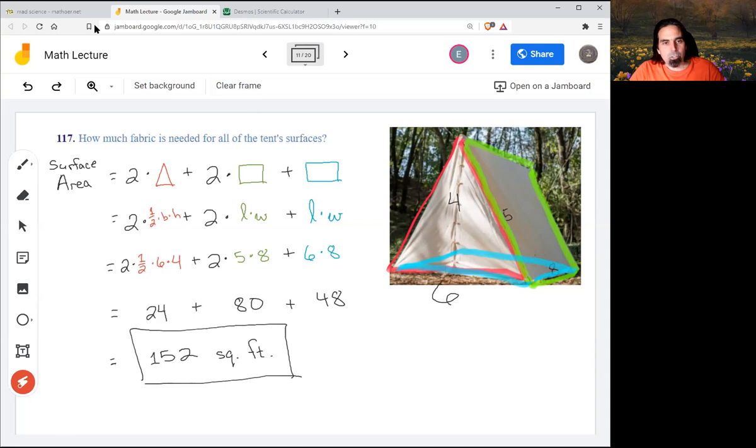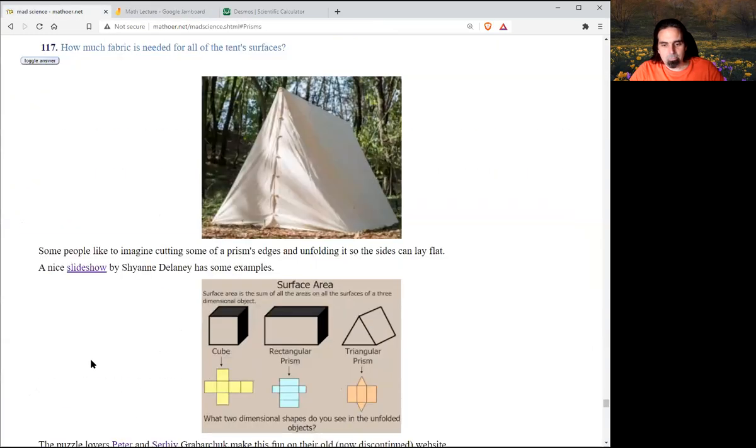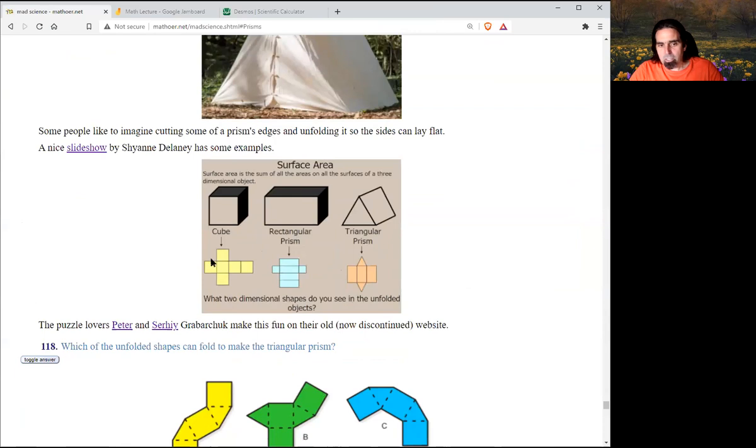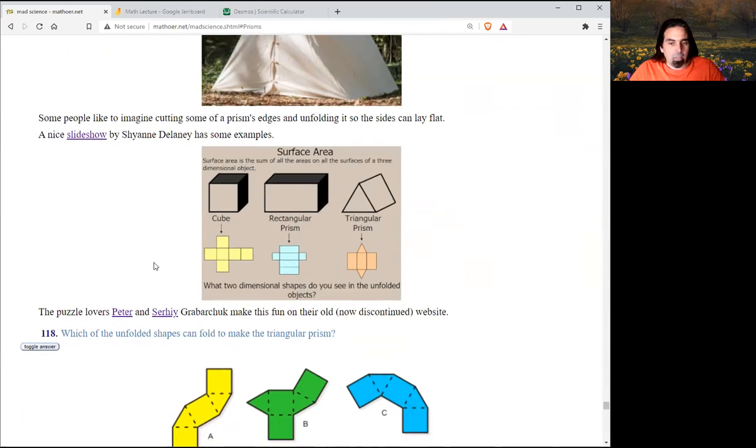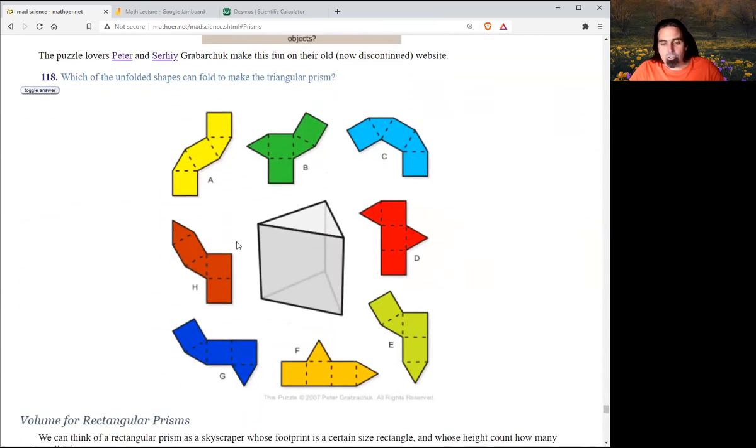Okay, if you want on Thursday to do another one of these, you can. This picture just has some examples of how to unfold different shapes, if that helps you to think of it as one piece of paper unfolded. And here's an interesting one to try at home. If you wanted to make this triangular prism, which of the colorful shapes around it would actually fold up to make it? Some of them do, some of them don't. Can you tell just by looking which ones will work? And maybe cut them out and see if you're right or not.